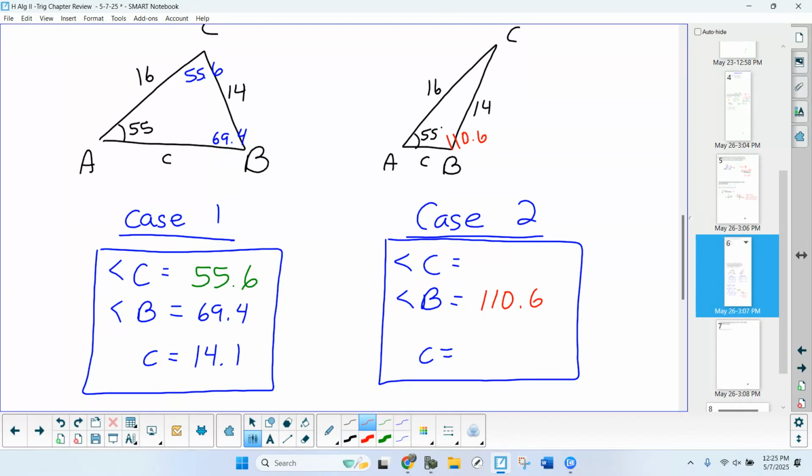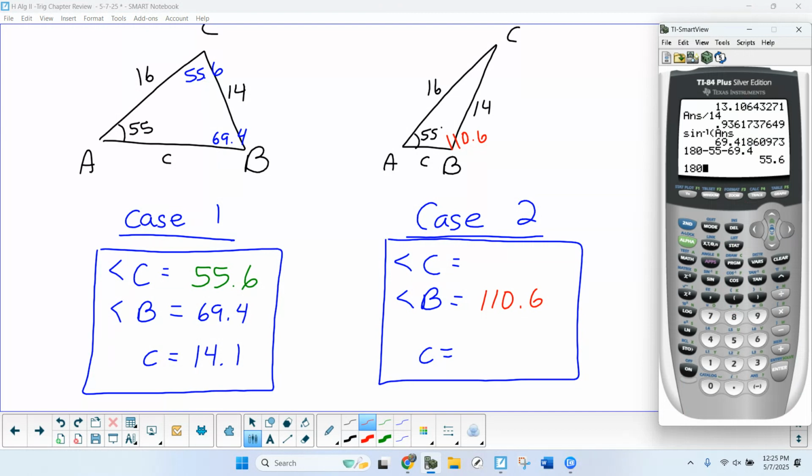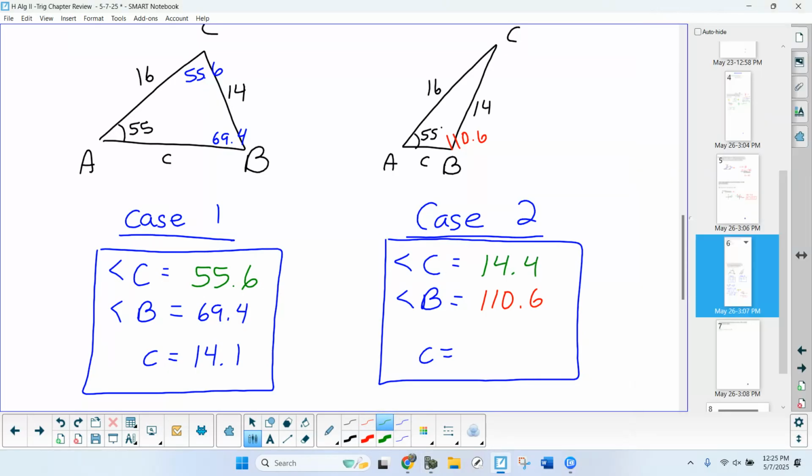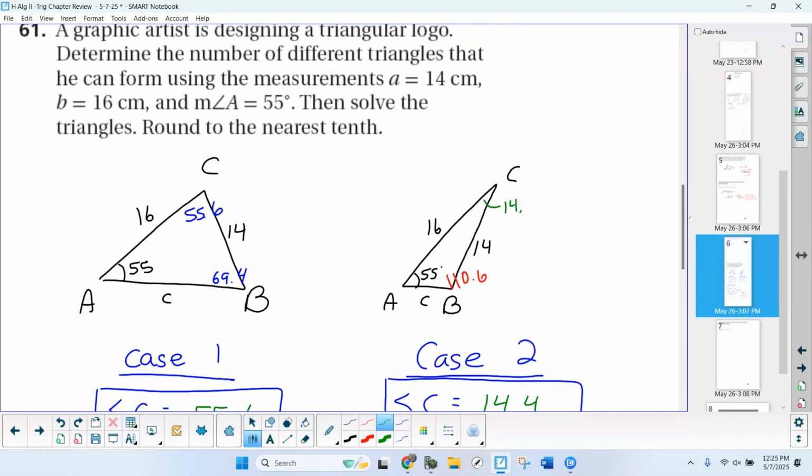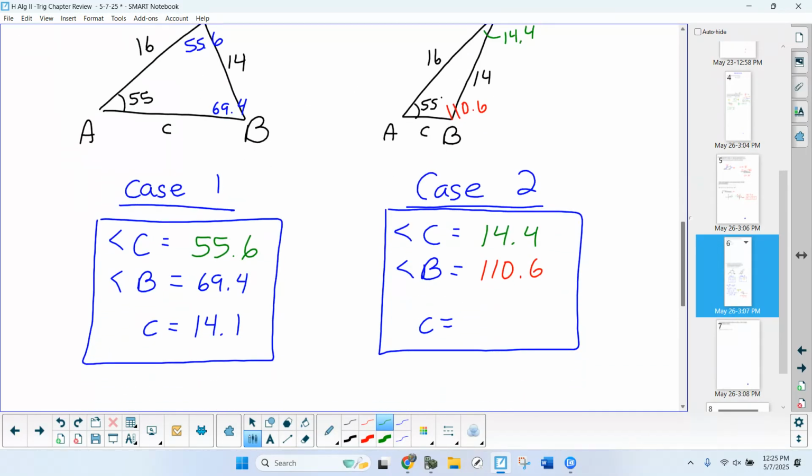Do I have enough left over for a C? How do I know? What do I do? 180 minus 110.6 minus 55, and what do you have left over for angle C? So did I have enough left over? I did. Up here, this is 14.4 degrees. Now, can I find side C? And if you did, you would have gotten 4.3. Okay? You would do the sine of 55 is to 14 as the sine of 14.4 is to C. All right, 2 cases. Questions?